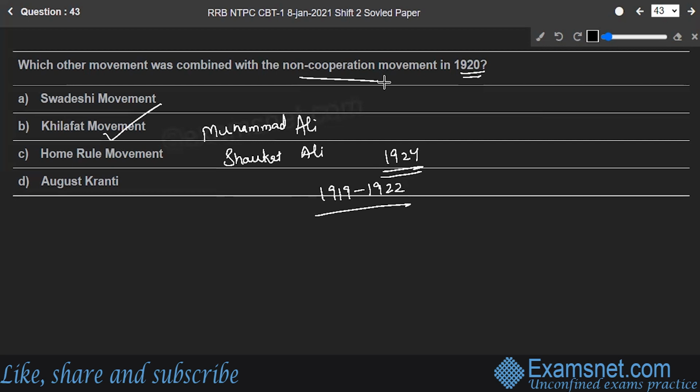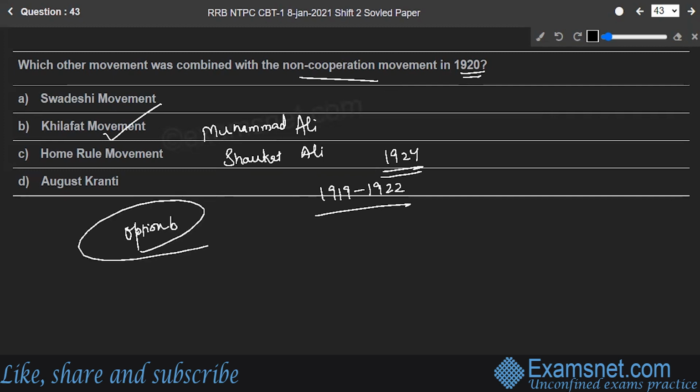In September 1920, at a special session in Kolkata, Congress approved a non-cooperation program till Punjab and Khilafat wrongs were removed and Swaraj was established. In December 1920, at the Nagpur session of Indian National Congress, the program of non-cooperation was endorsed. So we have Khilafat movement as the answer to this question, that is option B.